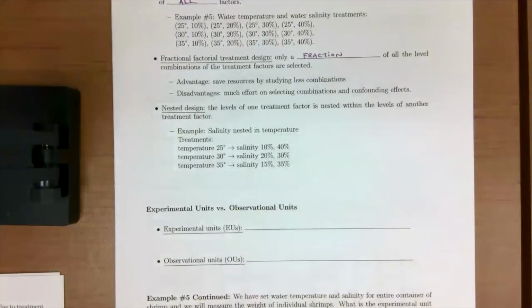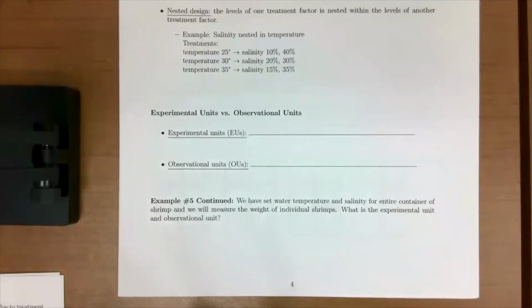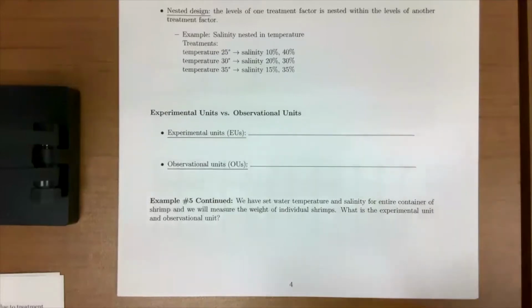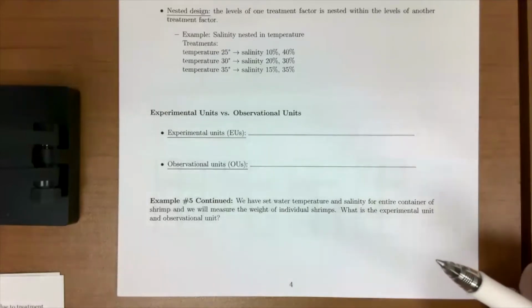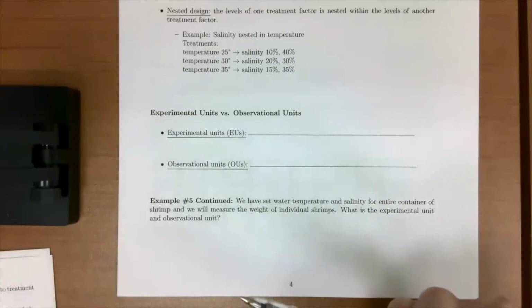Now, an important part of design of experiments is understanding the difference between an experimental unit and an observational unit. Some say that this is probably one of the hardest things in the semester, just getting our heads around these two terminologies. And your homework 1 is focused on trying to identify these two terminologies in various cases. So when you start your experimental design, it's important to figure out what these two are.